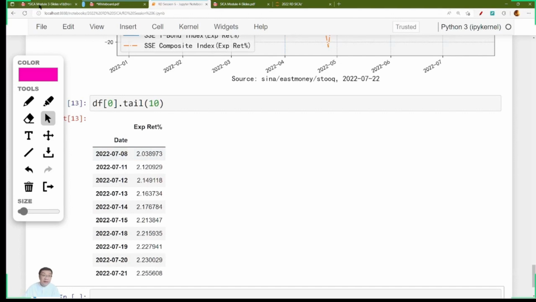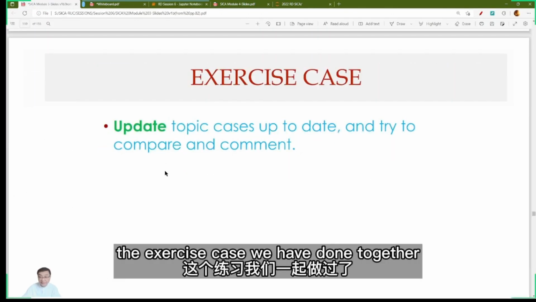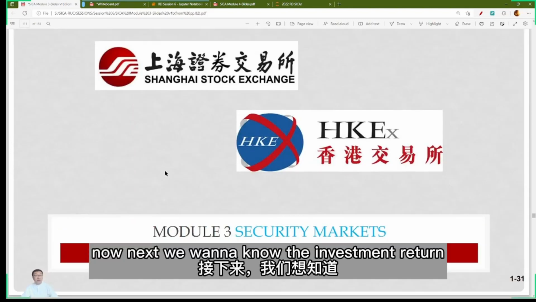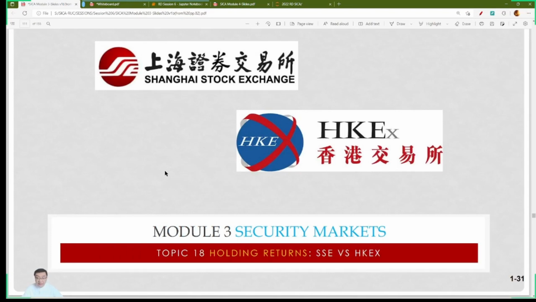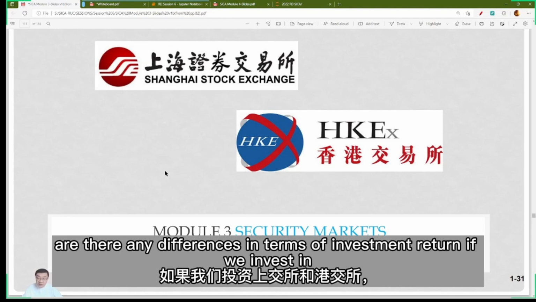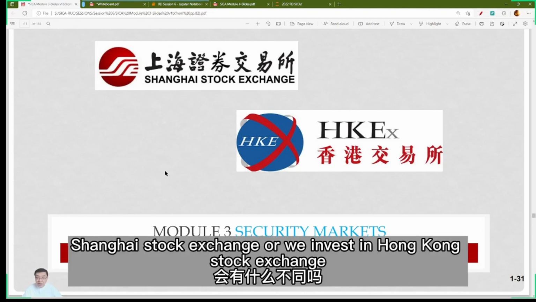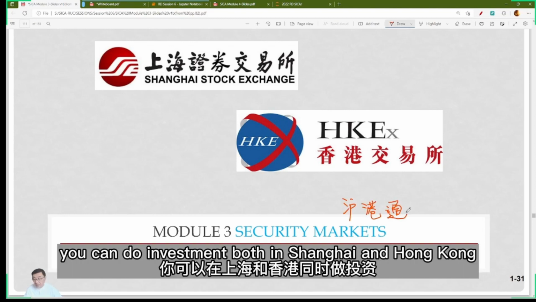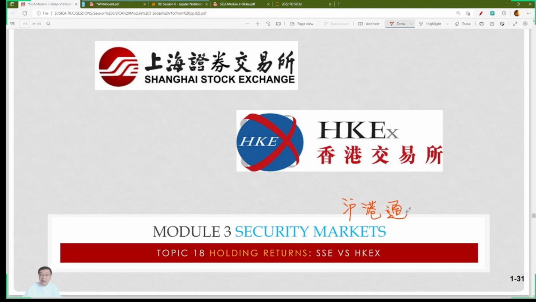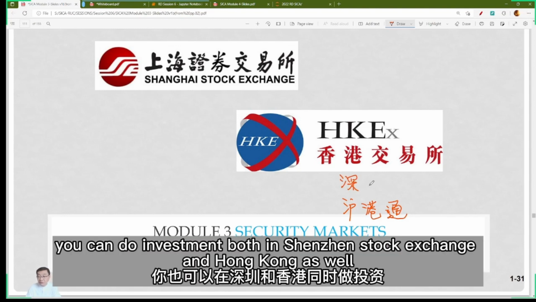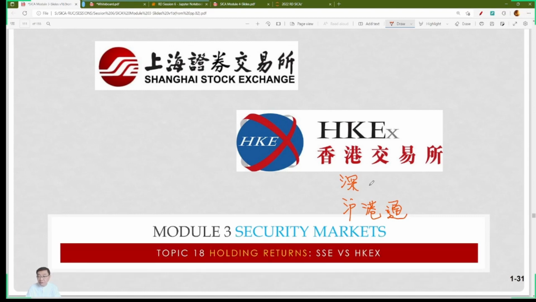Okay, let's go back. Yeah, the exercise case we have done together. Now, next, we want to know the investment return from Shanghai and Shenzhen Stock Exchange, respectively. Are there any differences in terms of investment return if we invest in Shanghai Stock Exchange or we invest in Hong Kong Stock Exchange? Now we can do that because we have a Hugang already, right? You can do investment both in Shanghai and Hong Kong. Of course, we have Shenggang as well. You can do investment both in Shenzhen Stock Exchange and Hong Kong as well.